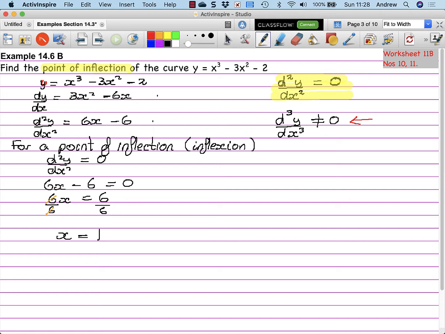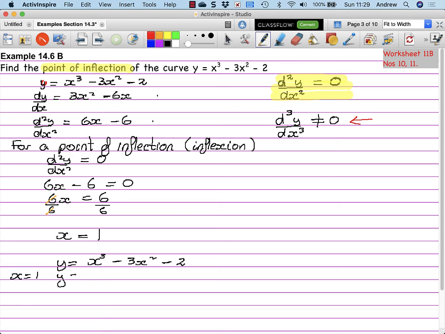What we're going to do now is substitute this back in, because it did say find the point of inflection, which means we want the y value. So if we want the y value, we have to quote the y equation. So y is equal to x cubed minus 3x squared minus 2. And we're looking at an input value of 1.